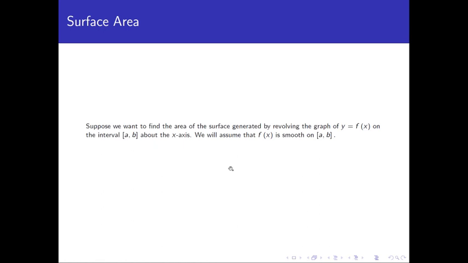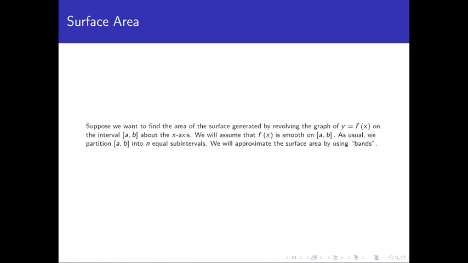Okay. And just like what we did for arc length, we're going to assume that we have a nice, smooth function over the interval from a to b. Meaning, again, that the graph has no sharp corners, has no cusps, it's connected everywhere. We don't have any issues as far as that goes.